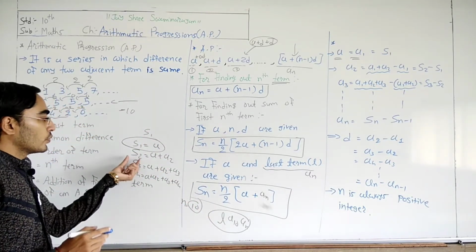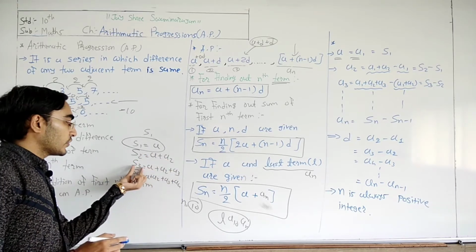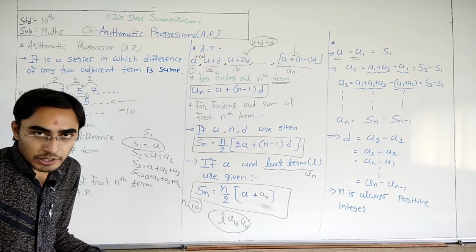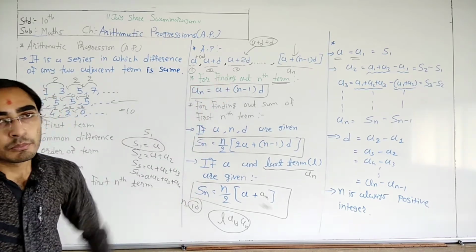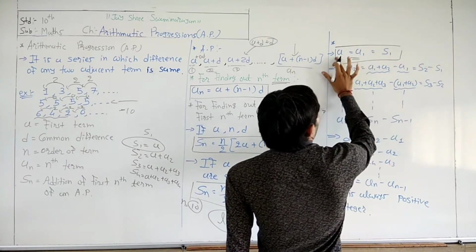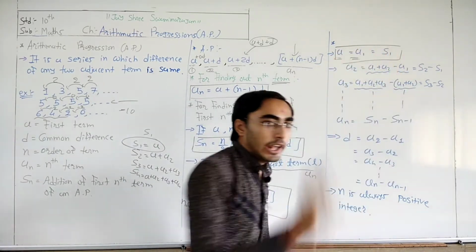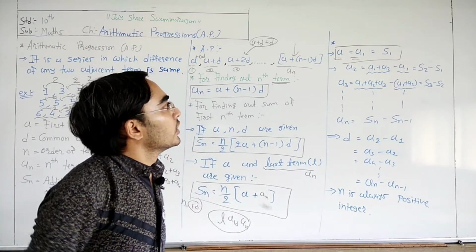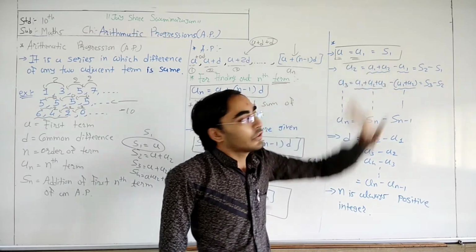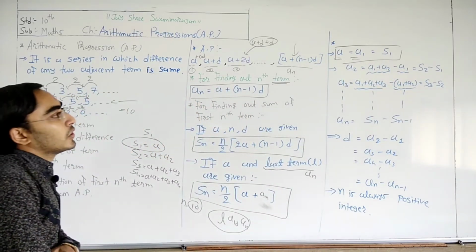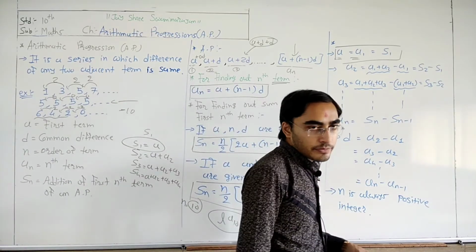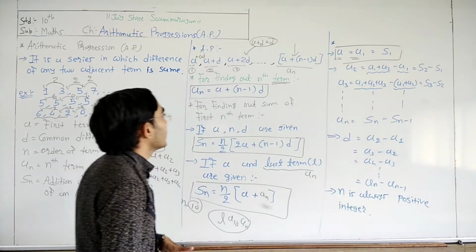In S2 it is first term plus second term, in S3 first term plus second term plus third term. But in S1 only one term is there. So S1 and a both are equal. Alternatively we can say that a is equal to a1 is equal to S1. After that, think about a2. Here we have one formula: an = a + (n - 1)d.